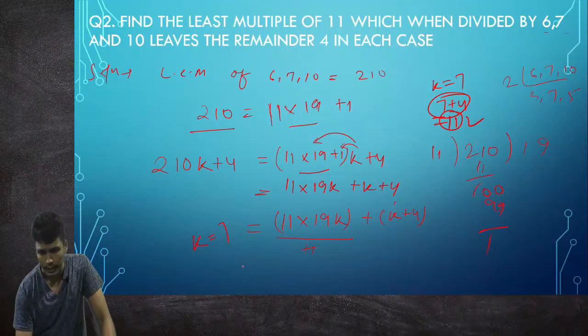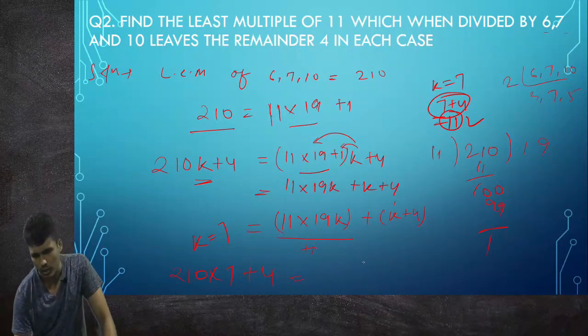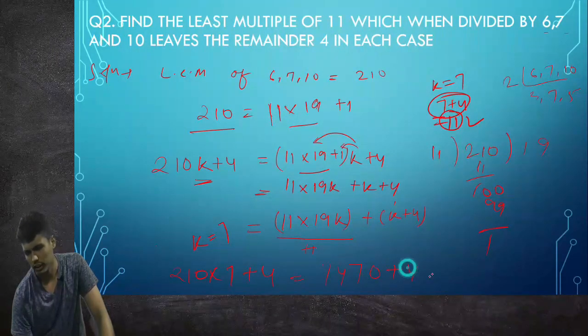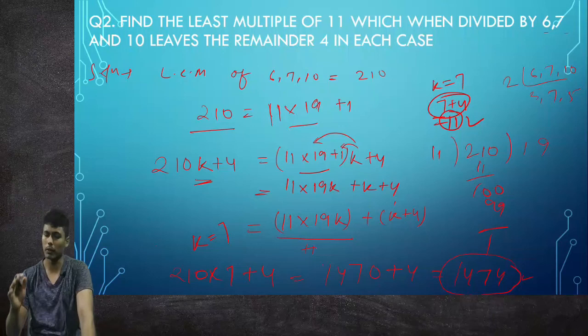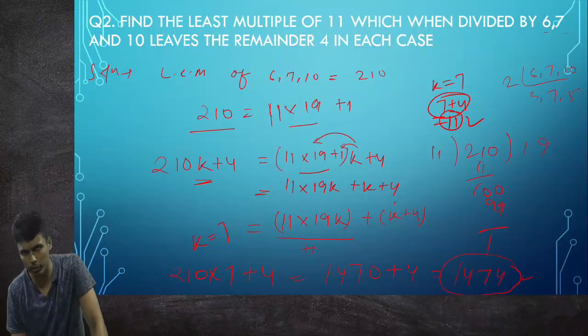Instead of k, put 7 here. So 210 into 7 plus 4. Is it visible to you? 7 1s are 7, 7 2s are 14, so 1470, plus 4, gives 1474. This is the answer. Check it out: is this number a multiple of 11? Yes, it is a multiple of 11. You divide by 6, 7 and 10 and check whether the remainder will be 4 or not.